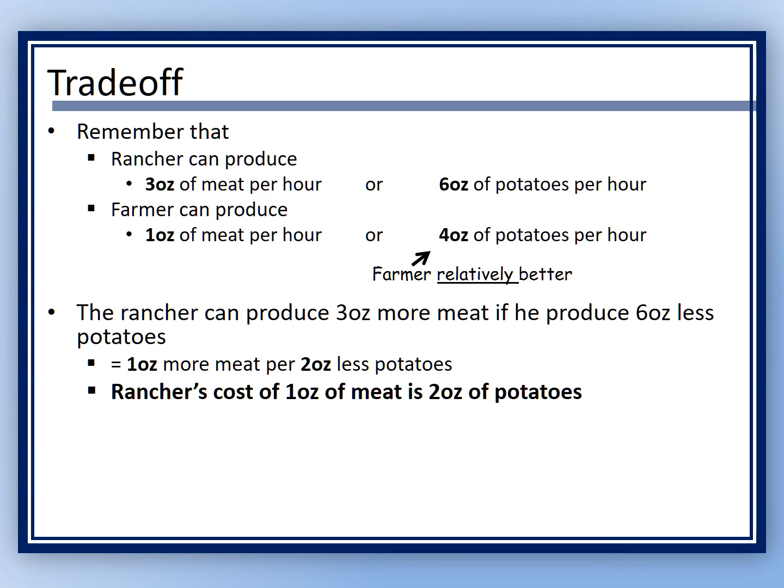Whenever the rancher wants to produce 1 ounce of meat, he has to give up 2 ounces of potatoes. That's opportunity cost. Even though we don't have money here, you can still talk about cost. Ultimately, money is a medium of exchange. What we care about is what we get, right?